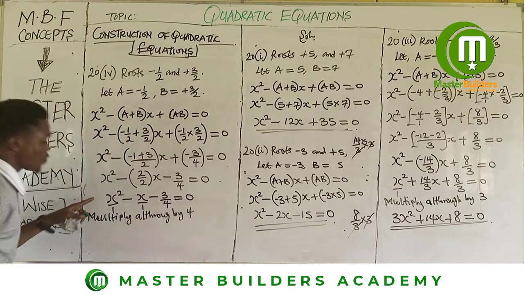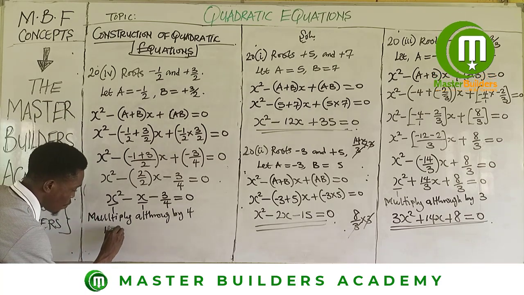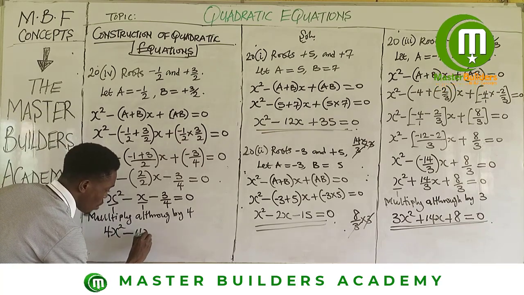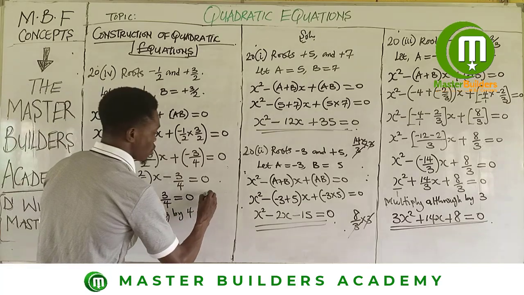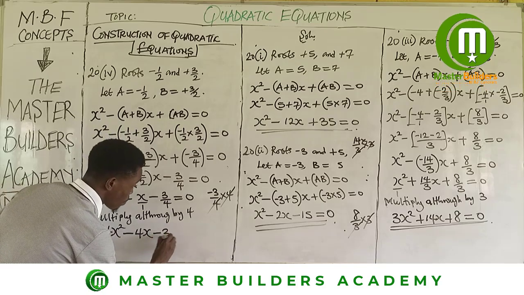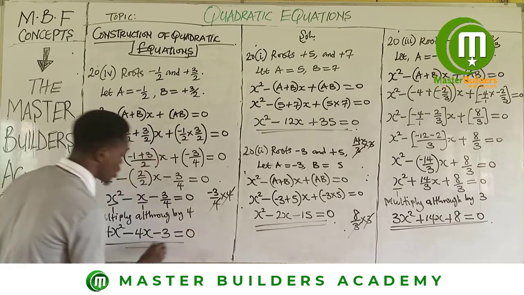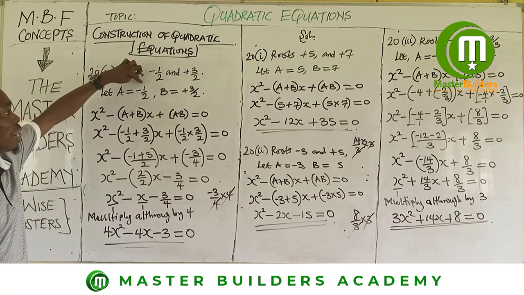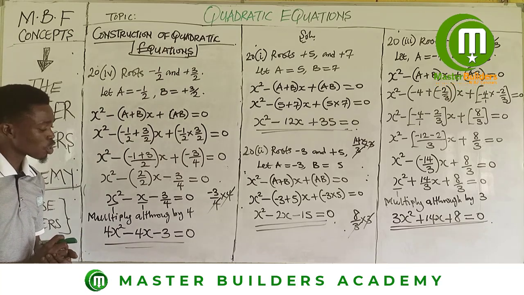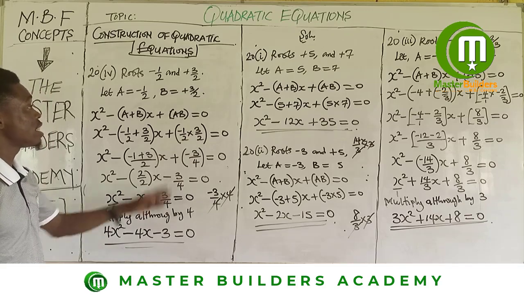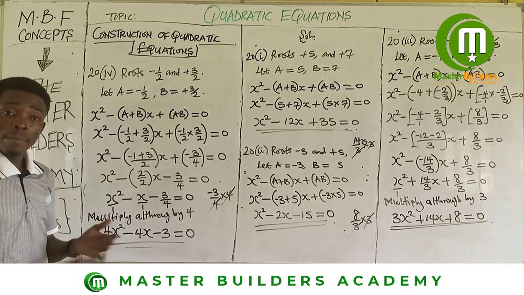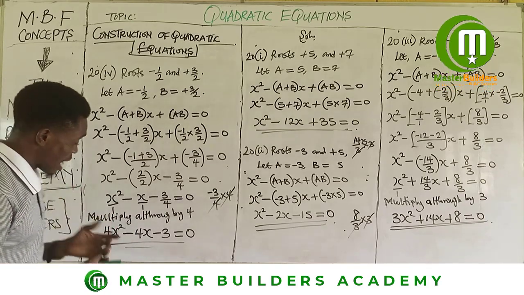by 4. So 4 times x squared, we have 4x squared. 4 times minus x, we have minus 4x. And 4 times minus 3 over 4, minus 3 over 4 times 4, 4 cancels 4, we have minus 3 equal to 0. So this is the quadratic equation whose roots we are given to be minus 1 over 2 and plus 3 over 2. So guys, any quadratic equation method you use to solve this equation, you will definitely obtain this result, either with the formula method, factorization method, method of completing the square, or the graphical method.